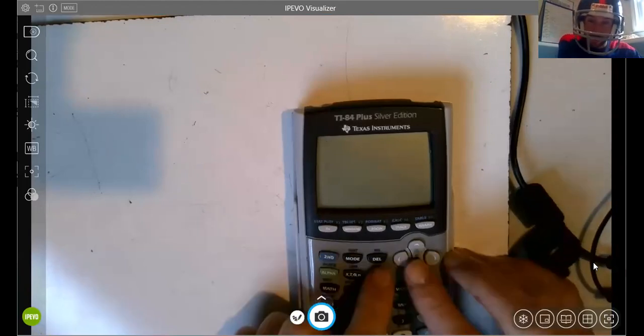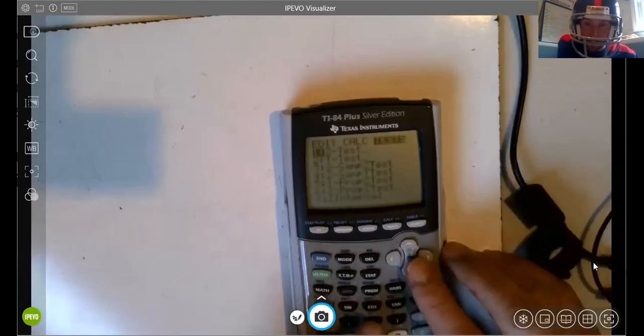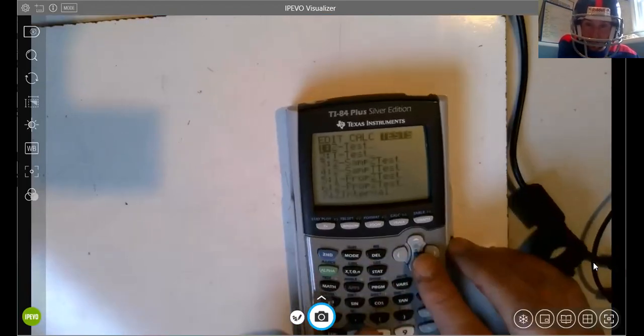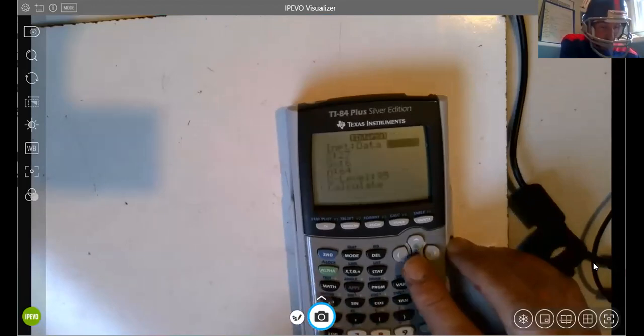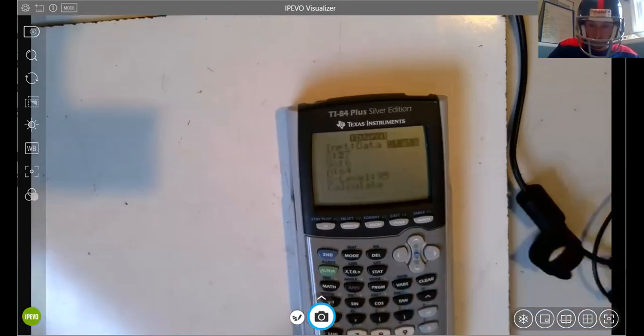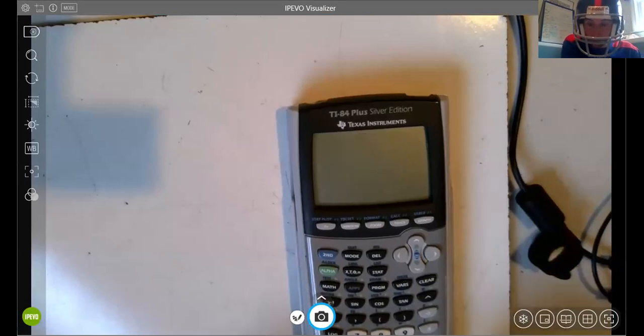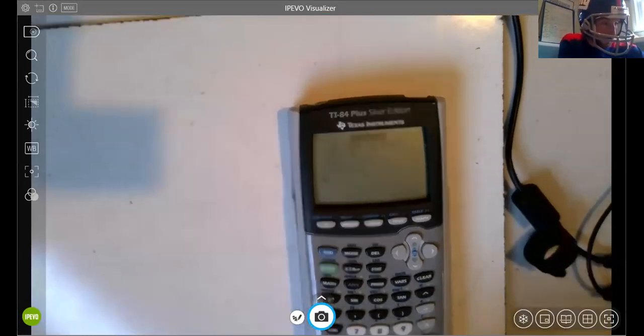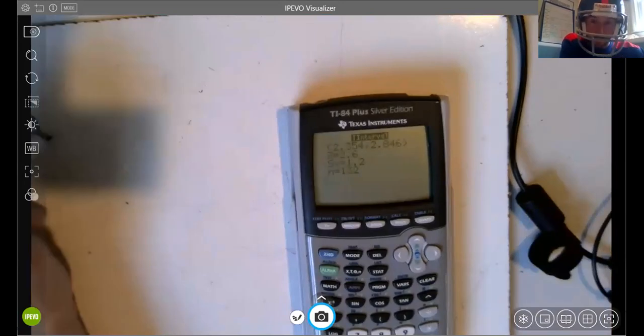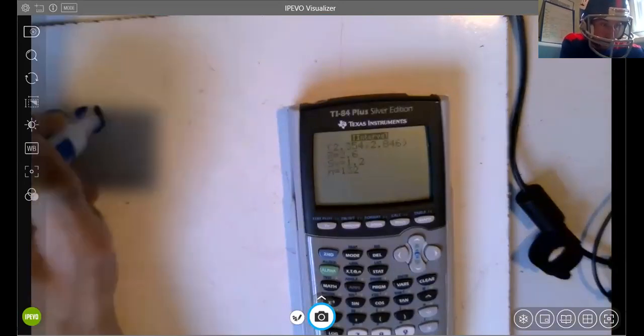So what I could do here is go stat tests and create my T interval, which is number 8. I'll put in the summary stats. Our sample mean was 2.6. Our standard deviation 1.2 and 132, 98% confidence. And so we get this confidence interval of 2.354, 2.846.